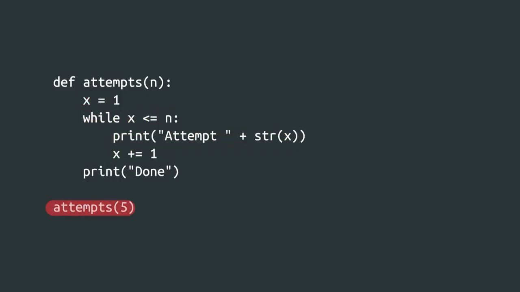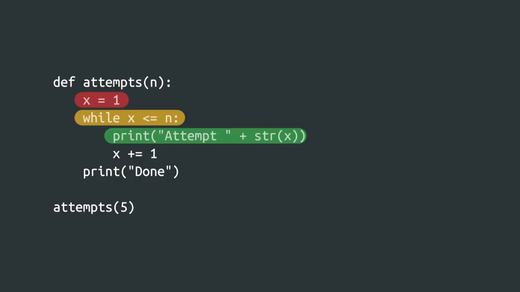Say we pass a value of 5 as a parameter to this function. In the first pass through the loop, x is always equal to 1, so the comparison 1 smaller than or equal to 5 would be true, and we'd then enter the body of the loop. In the body, we first print a message indicating the current attempt number, and then we increase the value of x by 1. To increment the number, we're using a slightly different expression than before.